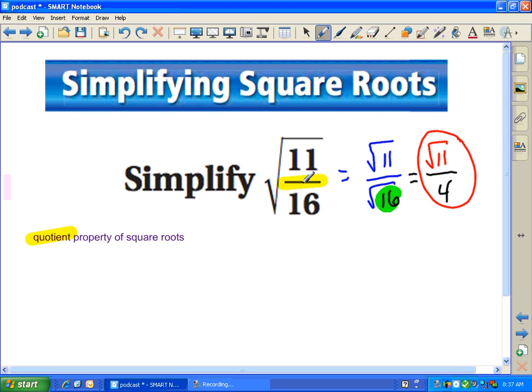So when you're dividing, give both of them a radical sign. Look for perfect squares. 16 is a perfect square. The square root of 16 is 4. This is not a perfect square. It's an irrational number. Since it's not a perfect square, an irrational number, just leave it the square root of 11.